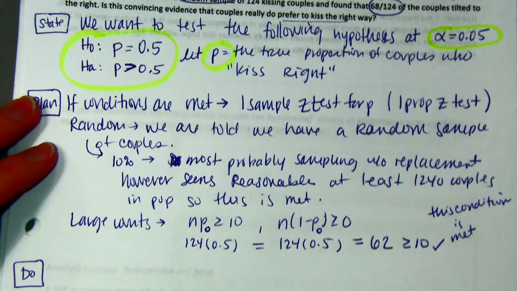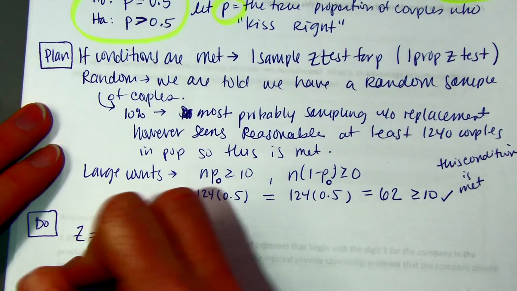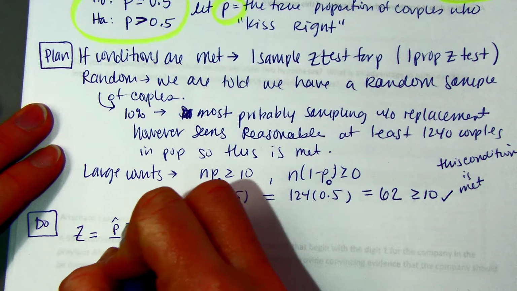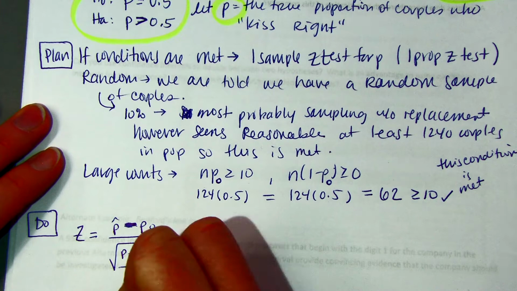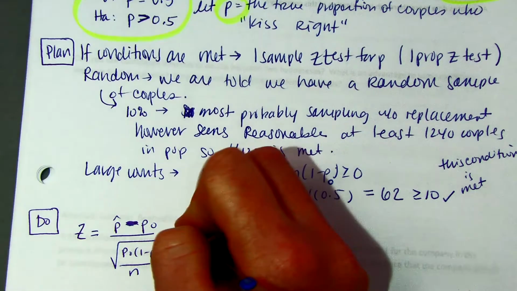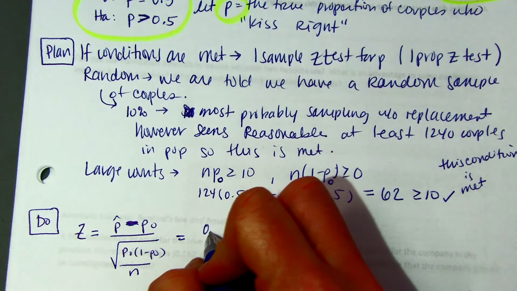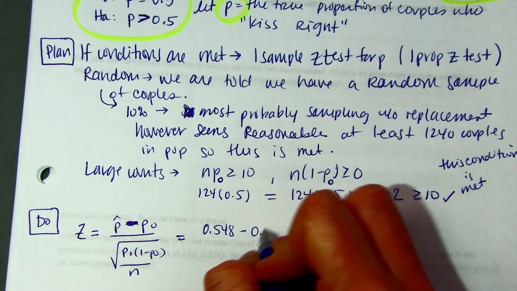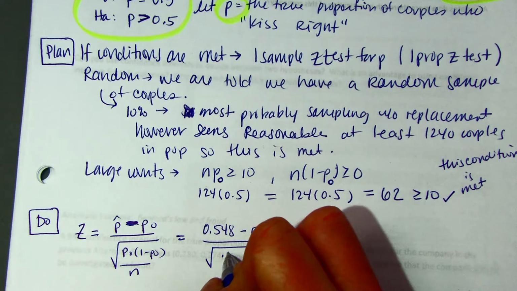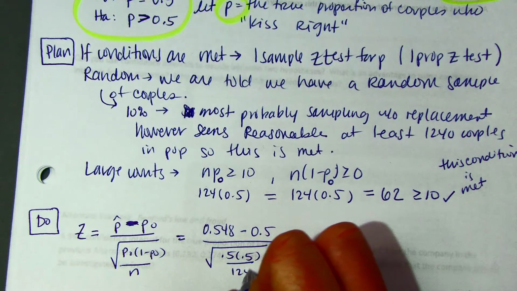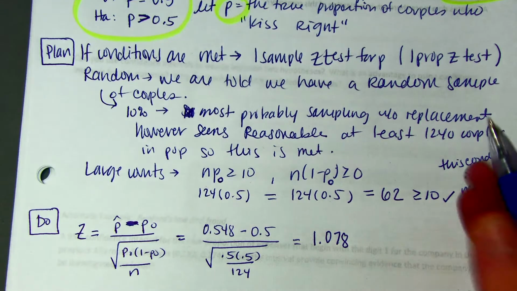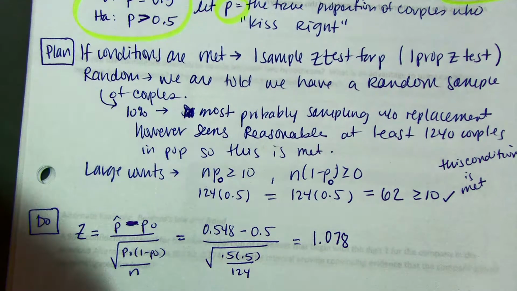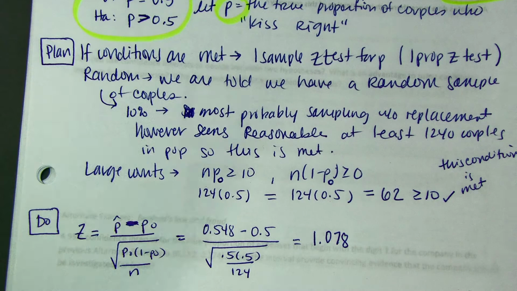Now we do. So the do formula would be p hat minus p naught over the square root of p naught times 1 minus p naught all over n. For this problem, we have 0.548 minus 0.5 all over root 0.5 times 0.5 over 124. We get 1.078. And you can use your chart or you can go to your calculator. So this is a z-score of 1.08.